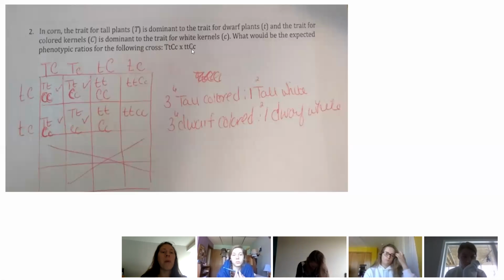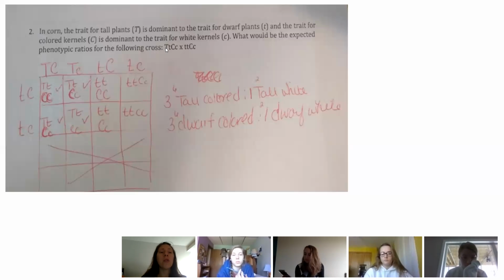Given these are our parents up here, remember when we're figuring out our possible combinations, you've got to think about meiosis, and the fact that this big T and this little t are going to get split up. And we want to look at the fact that the big C and the little c are going to get split up, and how many different ways we could combine those in meiosis.